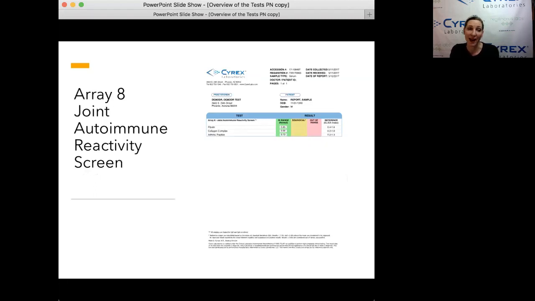And then lastly, we have Array8, which is the joint autoimmune reactivity screen. So these panels are useful if you're really just wanting to know information about a single individual issue, such as neurological autoimmunity or joint autoimmunity, or you're running follow-up testing following the findings of the original Array5 markers.